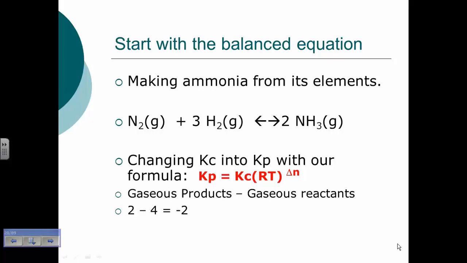How many moles of gaseous reactant do you see? Well, I have 1 from the nitrogen plus 3 more from hydrogen. I'm seeing a total of 4 gaseous moles on the left side of our arrow. Remember, the delta N is products minus reactants for gases only. And I'm looking at a value of 2 minus 4. We get a -2. So the delta N is -2.